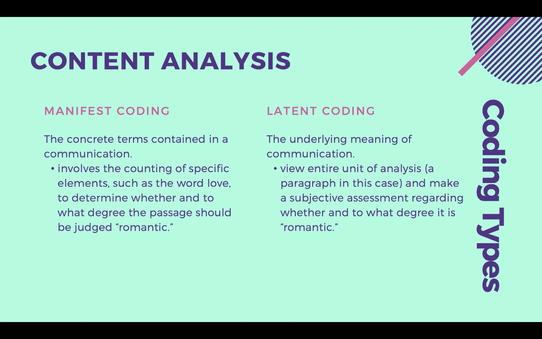Whereas latent coding says, well, it's not just about saying the word love or hug or kiss. It takes a little bit more work to dig deeper and say, this may or may not feel like love, but you've got to have a good outline of what love looks like in a passage. You can think of the difference between manifest and latent coding as showing, not telling. Showing love, showing care, rather than saying, I care for you, I love you. Manifest would be the telling, just saying, I love you, I'm interested in you, I care about you. Whereas latent coding would be demonstrating in various ways that you love somebody or that you care for them.